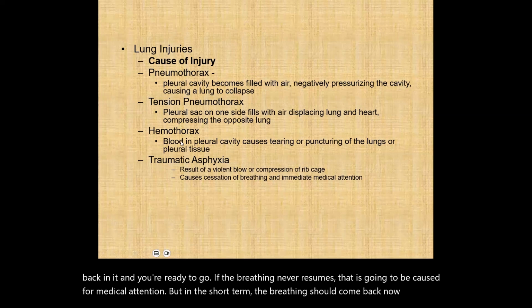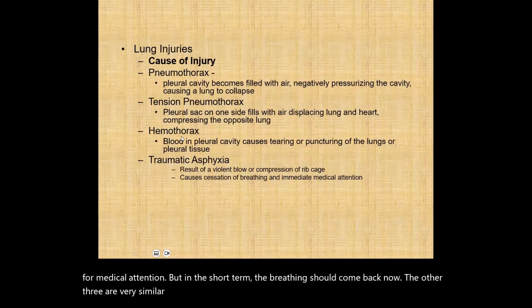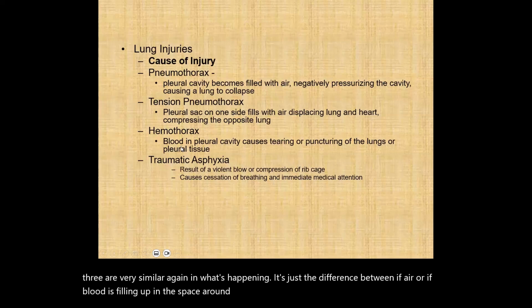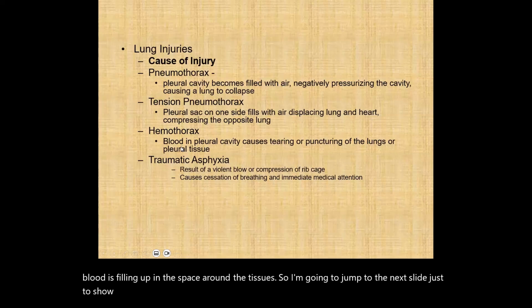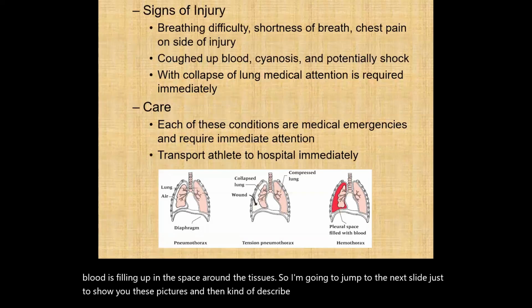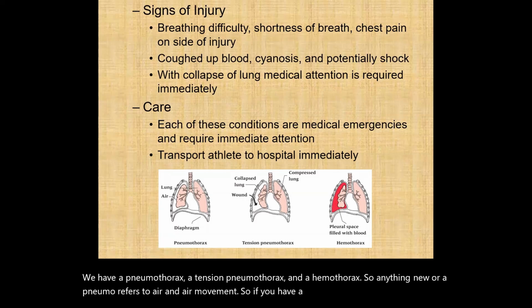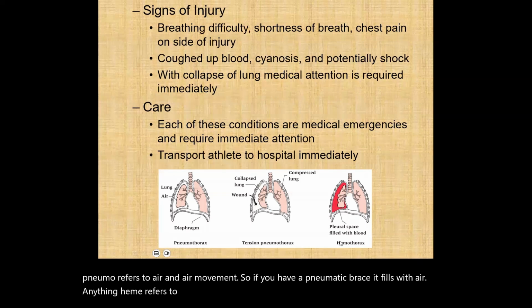Now, the other three are very similar again in what's happening. It's just the difference between if air or if blood is filling up in the space around the tissues. So I'm going to jump to the next slide just to show you these pictures and then describe those. So we have a pneumothorax, a tension pneumothorax, and a hemothorax. So anything pneum or pneumo refers to air and air movement. So if you have a pneumatic brace, it fills with air. Anything heme refers to blood and iron. So hemothorax is going to be blood, pneumothorax is going to be air.